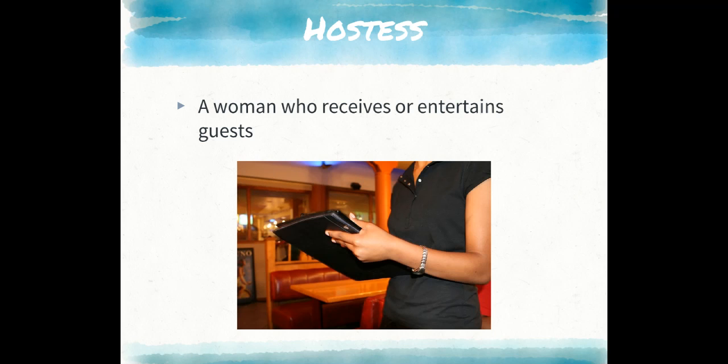Your next word is hostess. This is a woman who receives or entertains guests. So sometimes at a restaurant, there'll be a booth at the front where you need to check in when you get there. That's typically the woman working that. It's typically a woman, not always. It can be a man. That would be a host. If it's a woman, we call that the hostess. She's receiving or entertaining the guest.